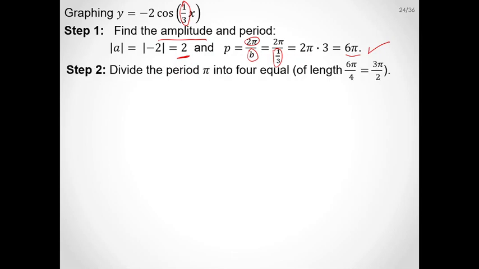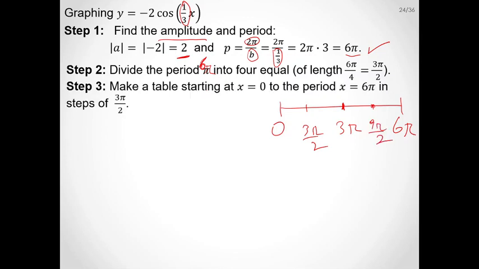You can divide the period 6 pi into 4 equal lengths. Step 2 is saying, you start from 0 and you make this 6 pi and you divide it into 4 intervals. So you want to find the points indeed. You can directly say it's 3 pi. This is 3 pi over 2, and what is the middle between them? It's 9 pi over 2.